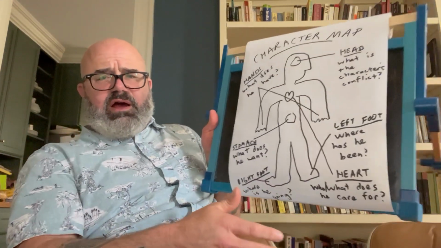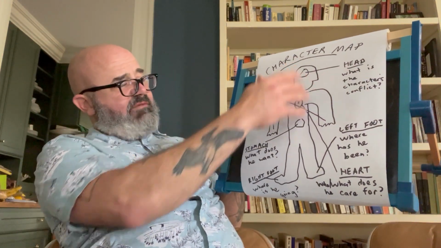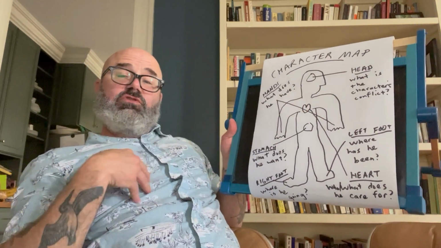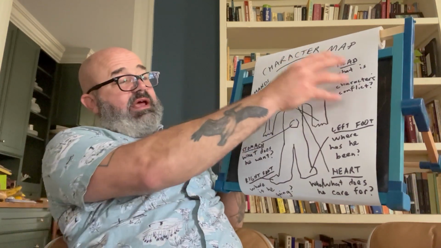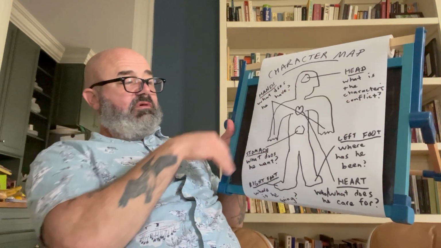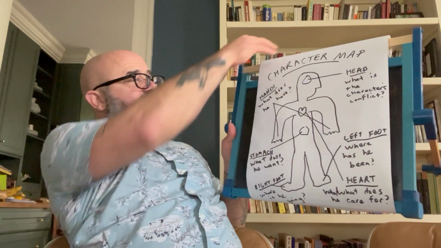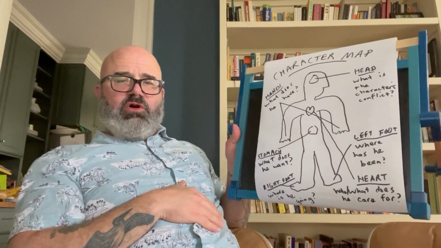Now, this right here is an example of a character map, all right? So what we have is different parts of the body that go for a particular question, and the student would use a piece of textual evidence in order to answer these questions while making an inference in service of this question.